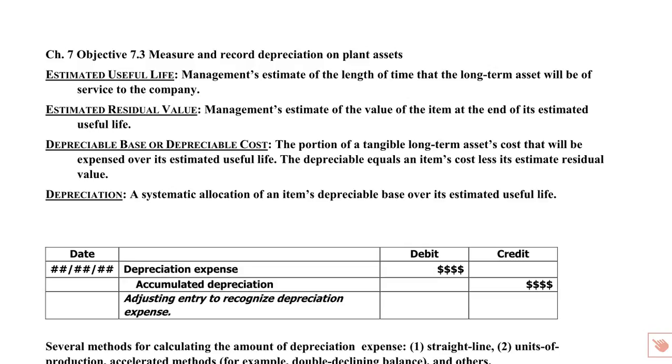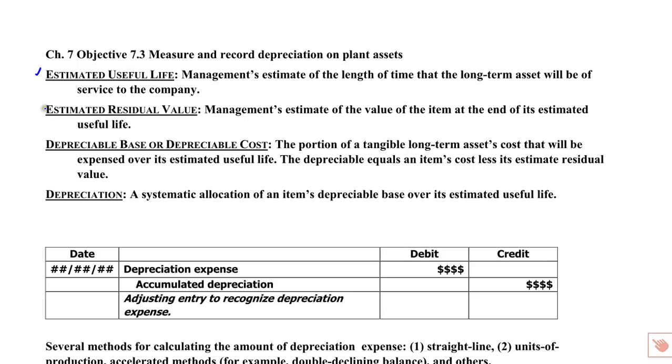All right, we're moving on to measuring and recording depreciation on plant assets. This is a major part of what financial accounting and accrual accounting is all about, because we're taking an asset with a 10, 20, or 30-year useful life and determining which part of that cost is going to be expended in the current year. So first, there's a little terminology you're probably already familiar with.